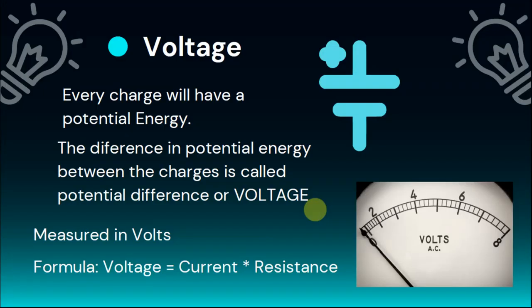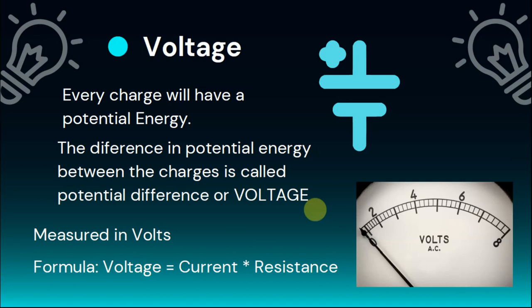Right. So, every charge, that is atoms that have gained or lost electrons and have become ions, will have a potential energy. And these ions will be accumulated in one place, and the concentration of the ions will be different in different places.